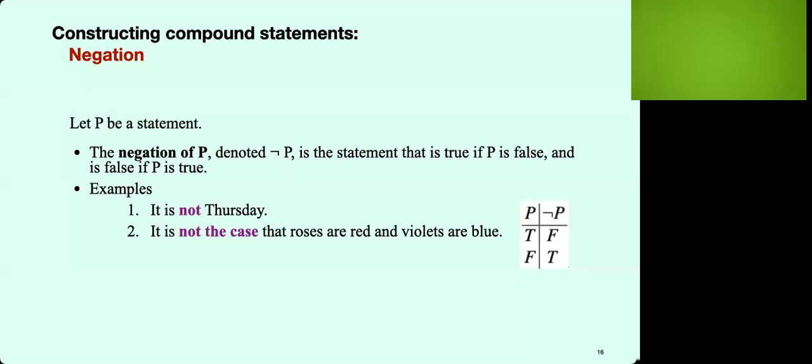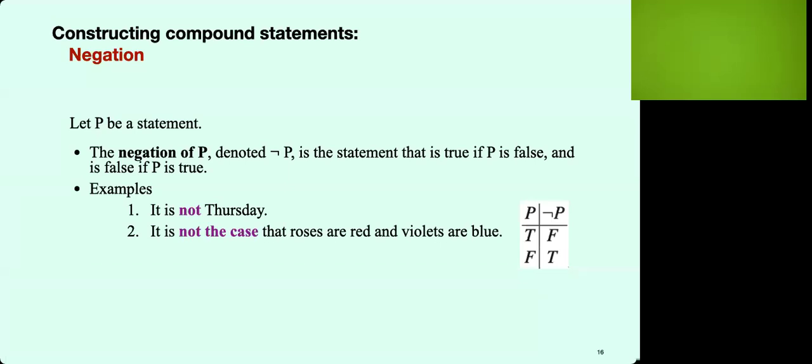This isn't exactly a compound statement, but it's an operation that you can apply to a simple statement, and that is to negate it. So the negation of a statement P is denoted with that little, almost like a minus sign with a little hook on the right side. It's the statement that is true if P is false and false if P is true. So negating a statement is changing its truth or falsity to false or true. So here's an example. It is not Thursday. So that's the negation of it is Thursday.